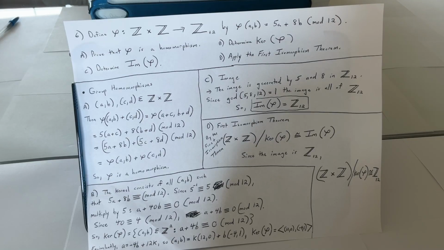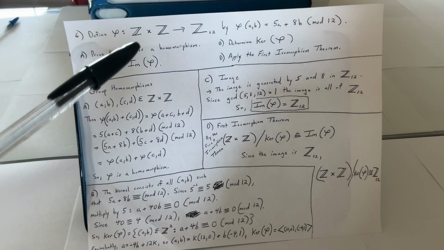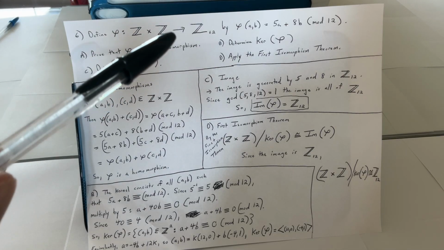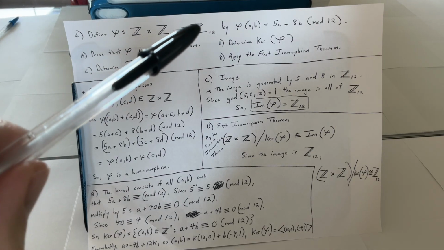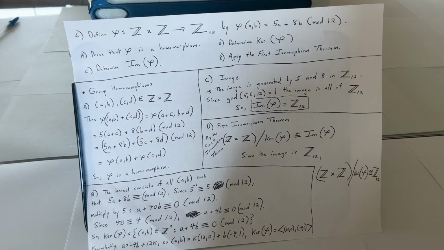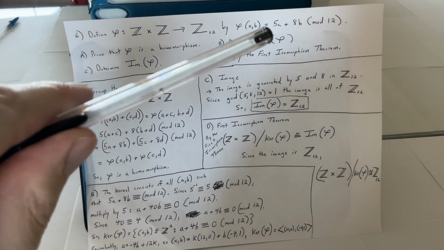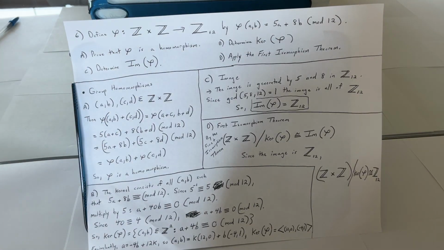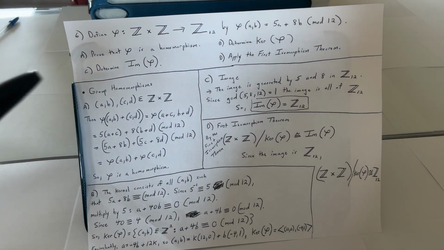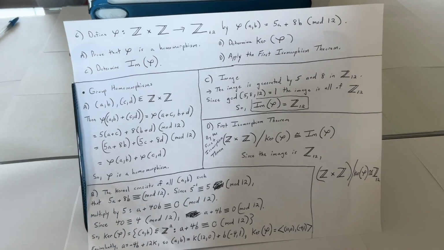Okay, part 2, practice abstract algebra final exam number 6. So we have phi: Z × Z → Z12, defined by phi(a, b) = 5a + 8b mod 12. Part A, prove that phi is a homomorphism.